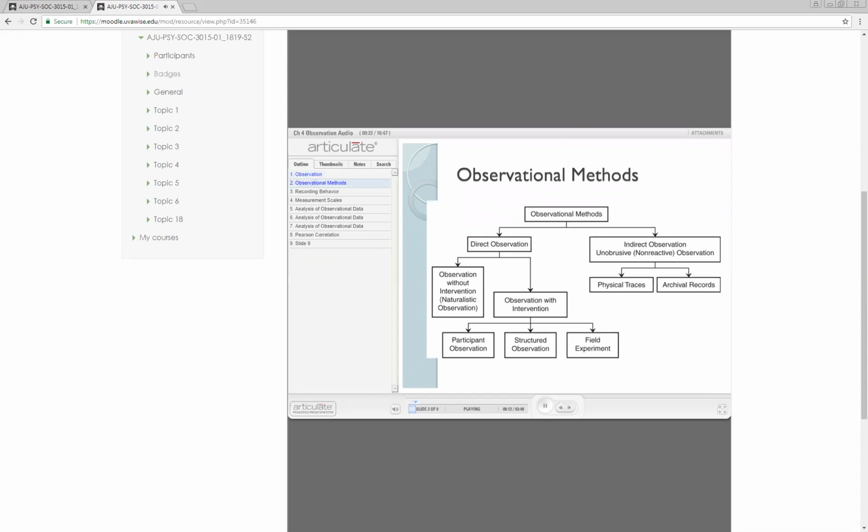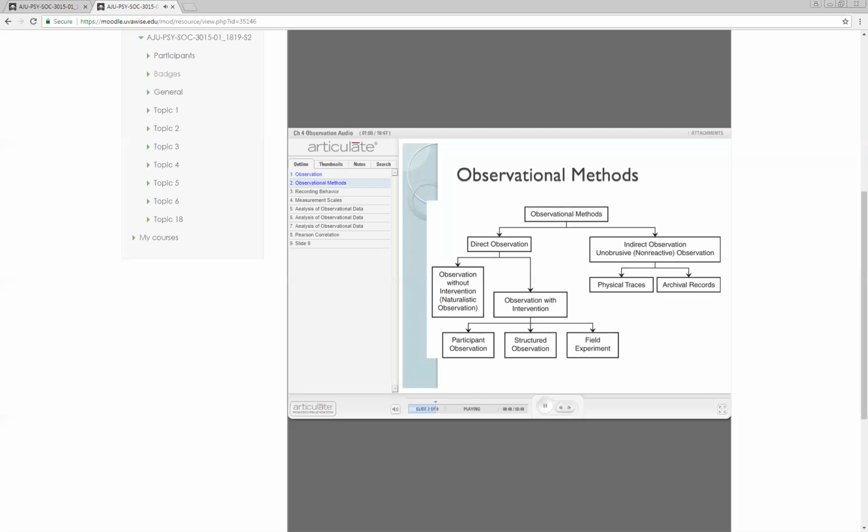So the greatest breakup that we have is direct versus indirect observation. Indirect are the simplest, and these are observations that basically aren't done live or aren't done while the person's actually engaging in the behavior. They're done after the behavior. There are two different types that you'll talk about with those, the physical traces and archival records. But again, the key to indirect observations is these are not behaviors that are watched while they're happening. In contrast, direct observations are behaviors that are being watched while they're being done.